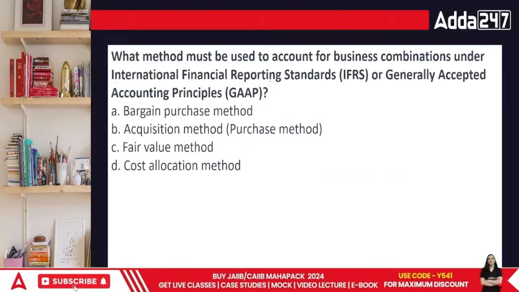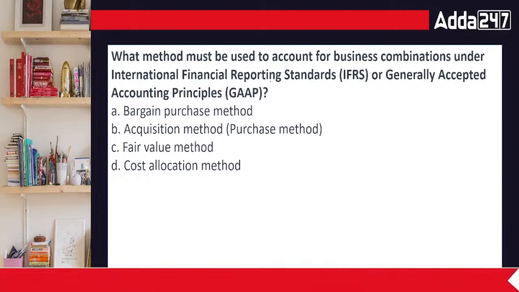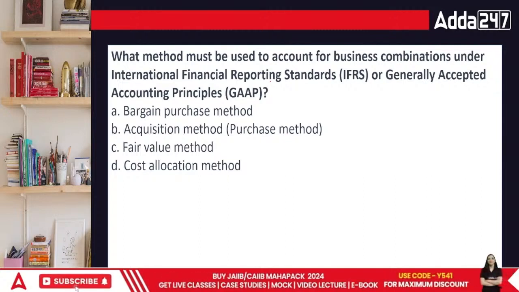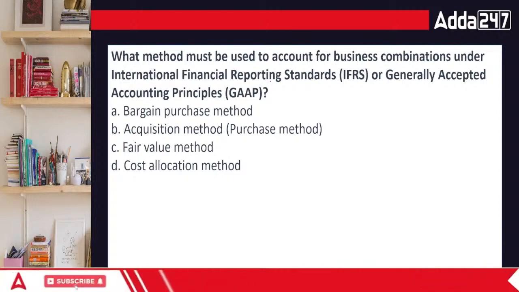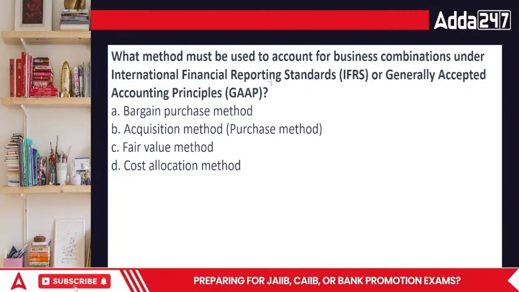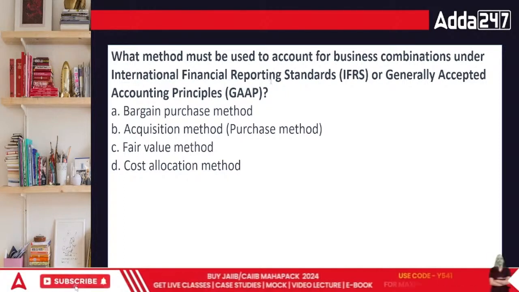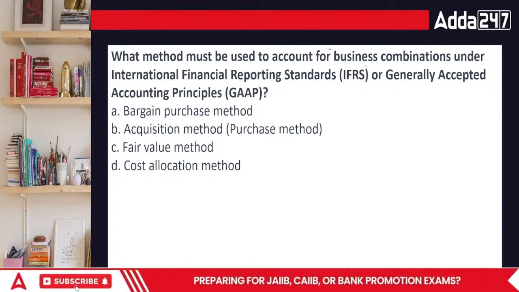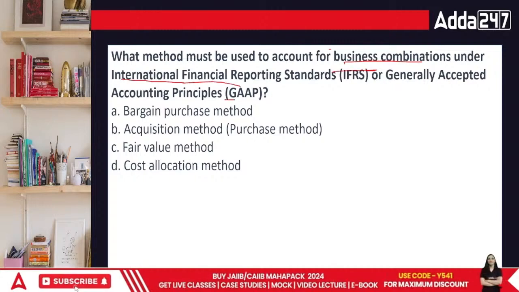After this, the next question: which method must be used to account for business combinations under International Financial Reporting Standards or generally accepted accounting principles? Bargain method, acquisition method. Acquisition is also called purchase, fair value, and cost allocation. What's going to be the answer, everyone? The method which is the best for business combinations under IFRS and GAAP. The best is bargain purchase.